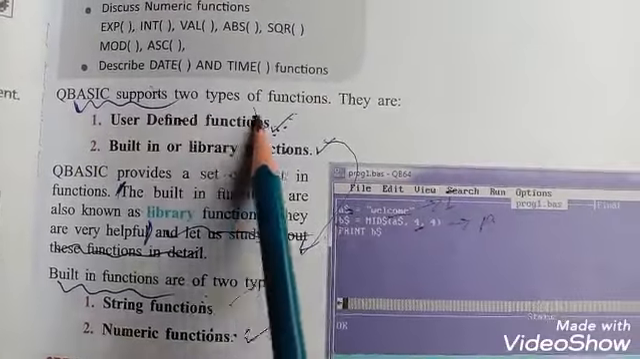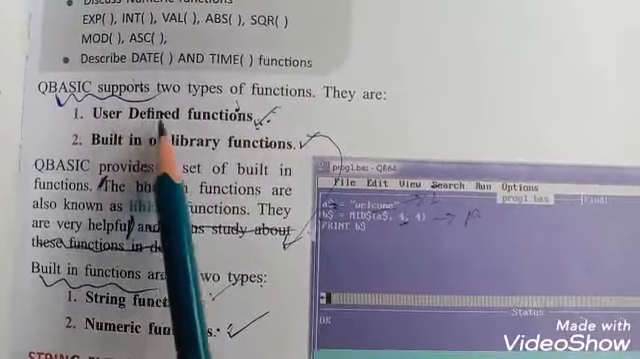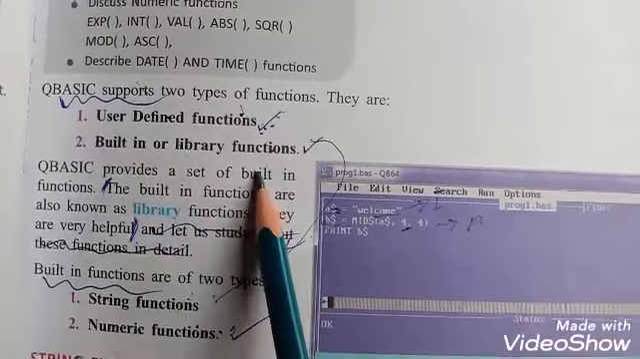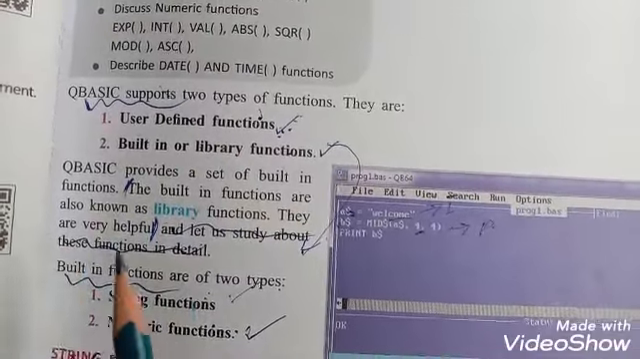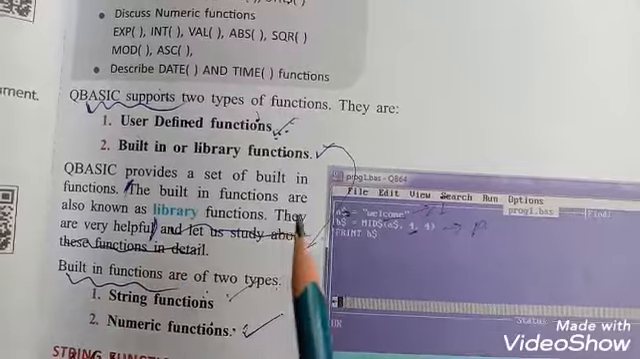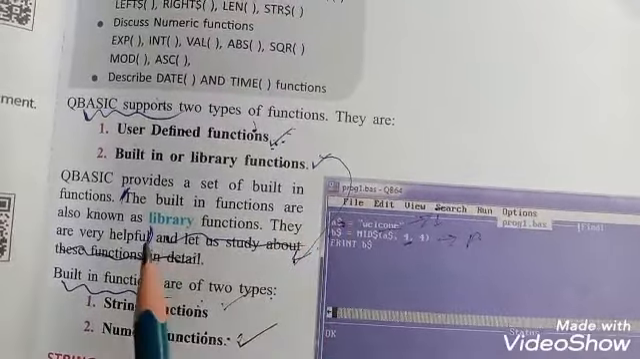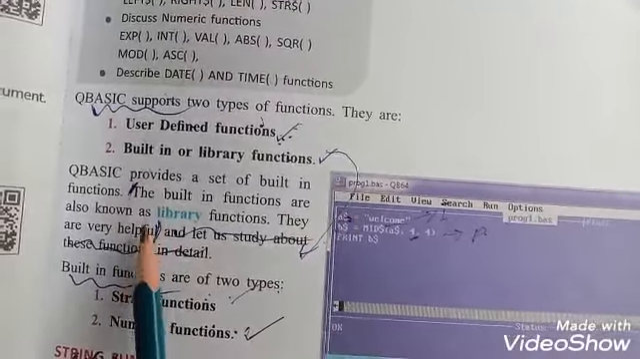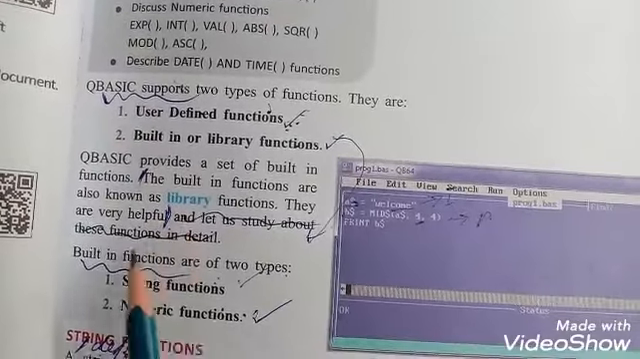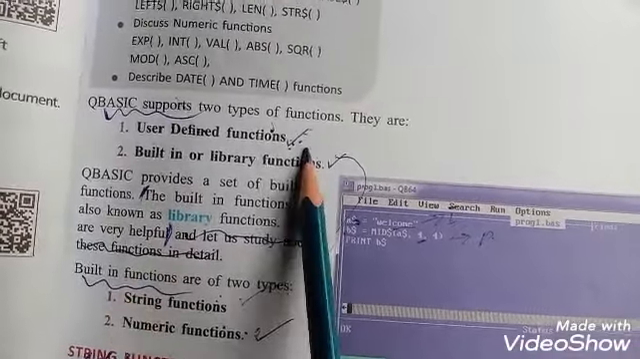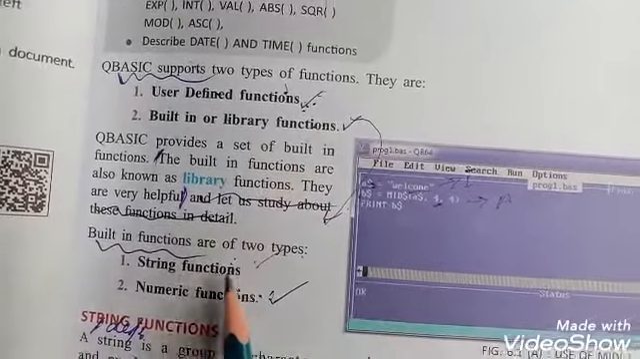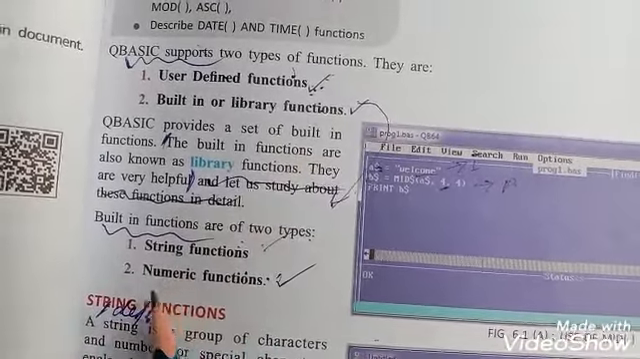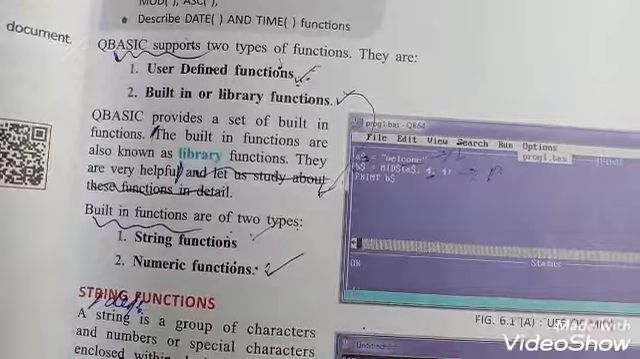QBasic supports two types of functions. First is user defined function, second is built-in or library function. The built-in functions are also known as library functions, and library functions are also known as built-in functions. They are very helpful. Built-in or library functions are further divided into two types. First is string functions, second is numeric functions.